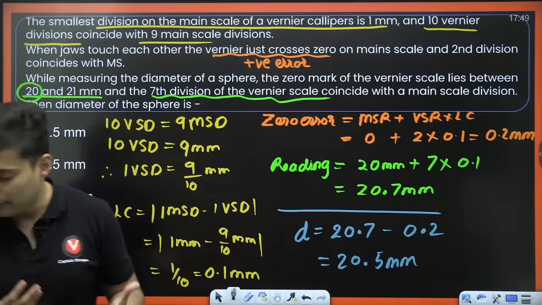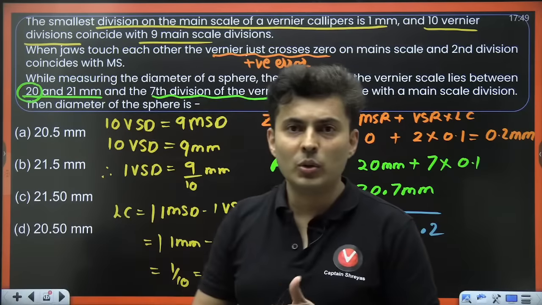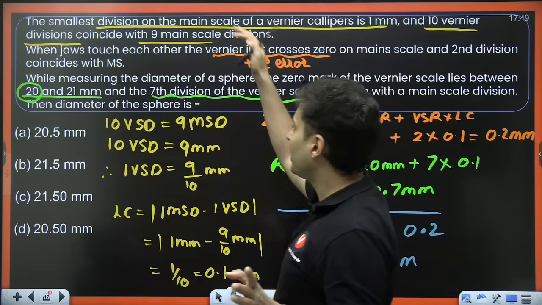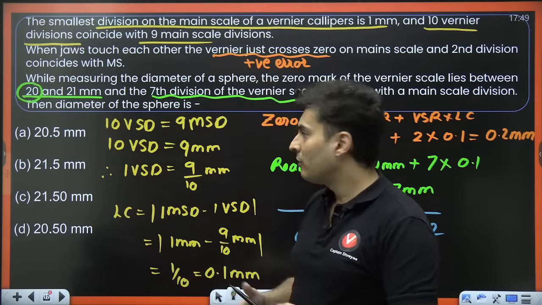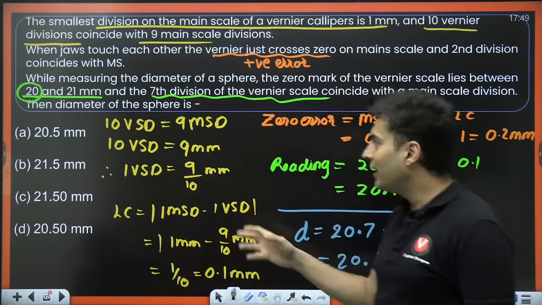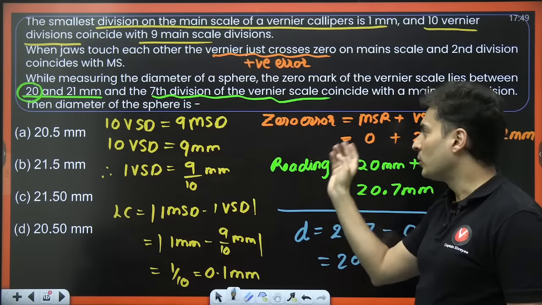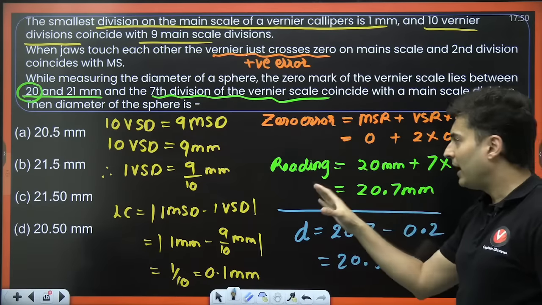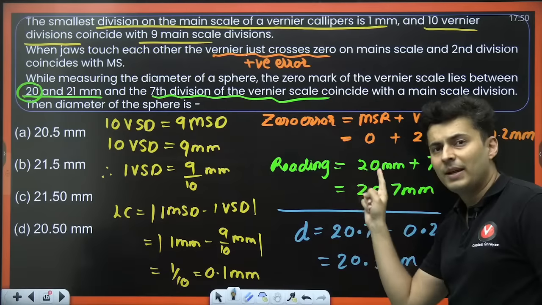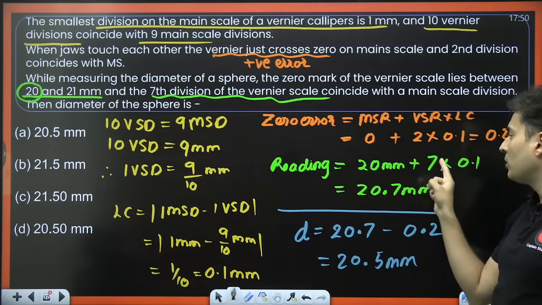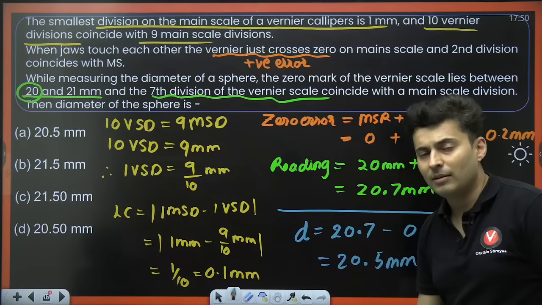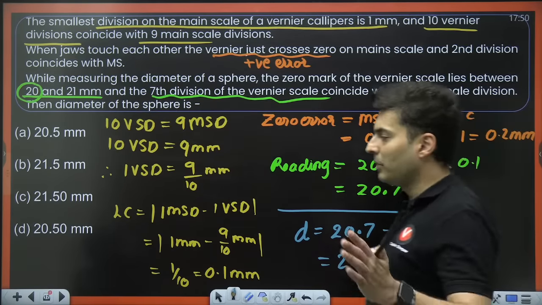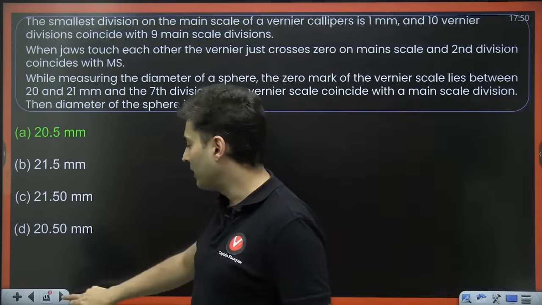So now you have got how to do these questions based on vernier caliper, right? Always check for coinciding divisions. From that you find least count. Then zero error if given, you find out whether it is positive or negative. Then the reading is given by mentioning which main scale reading is there and which division of vernier scale is coinciding with some division. So put those values and then either you add or subtract depending on whether it is positive or negative error.